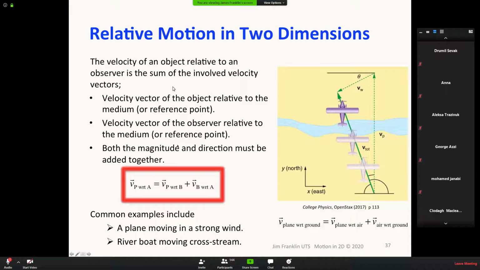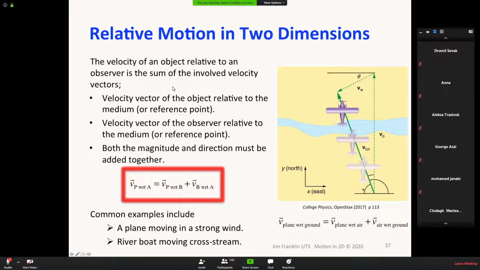Okay, so just back to here, relative motion in 2 dimensions. Let's suppose we have a plane flying. So it's moving through the air, but the air may be moving with respect to the ground. And we want to calculate how fast the plane is moving with respect to the ground. That's very simple. We just take the velocity of the plane with respect to the air, and then we add the velocity of the air with respect to the ground, and the sum of those two will be the velocity of the plane with respect to the ground.